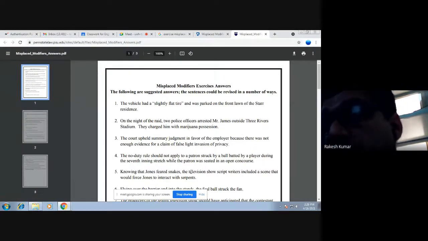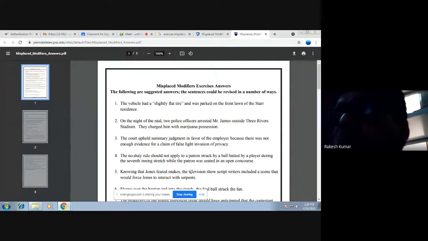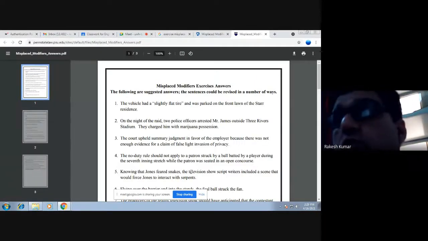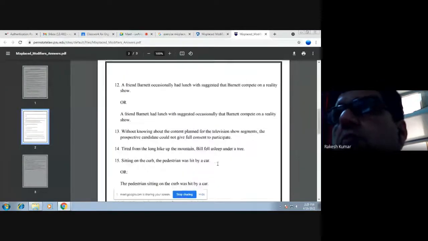So this is how we make sentences. We are supposed to see it clearly, and when the sentence is not very clear, meaning it shows a confusion, then you have to change the places. This is called a misplaced modifier. You are supposed to look at it, and this is how you have to change it. Okay, this is called misplaced modifiers.